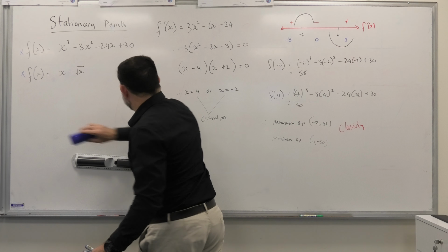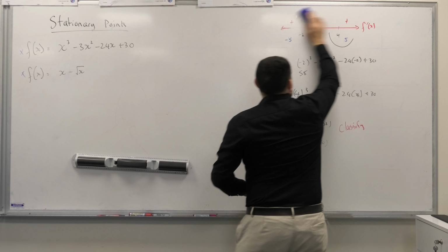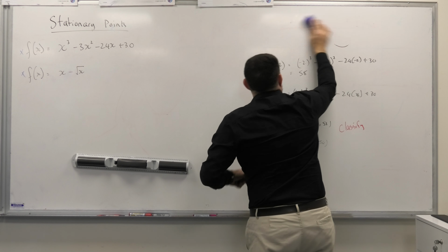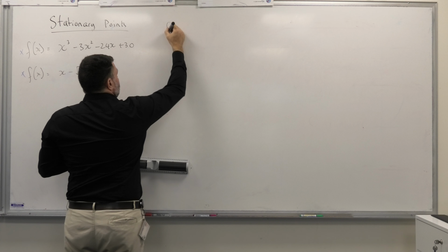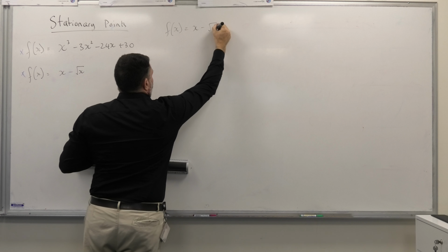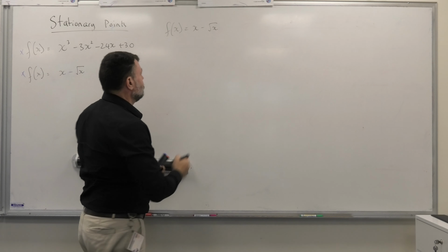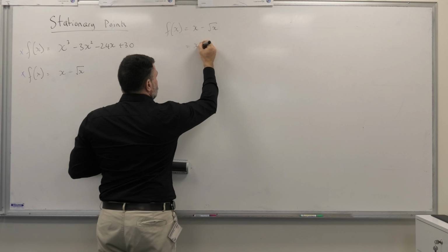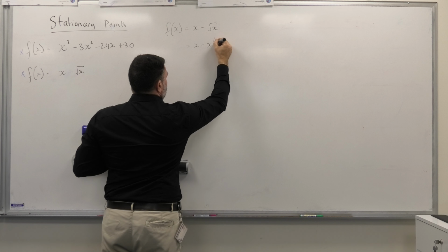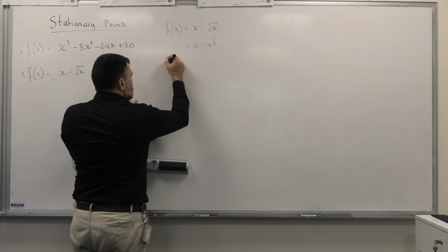Alright, let's have a look at the second example. So, second example. We now need to differentiate this function. So let's write it up here first. And notice that we've got a square root there. We need to get rid of that square root first. So we can rewrite this here as x minus x to a power of half. And now we can differentiate this function.